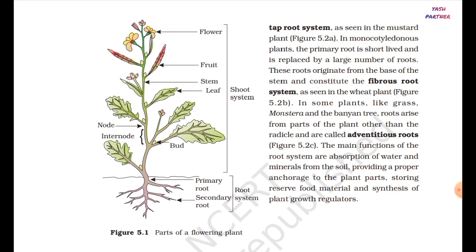The main functions of the root system are absorption of water and minerals from soil, providing a proper anchorage to the plant parts, storing reserve food material and synthesis of plant growth regulators.